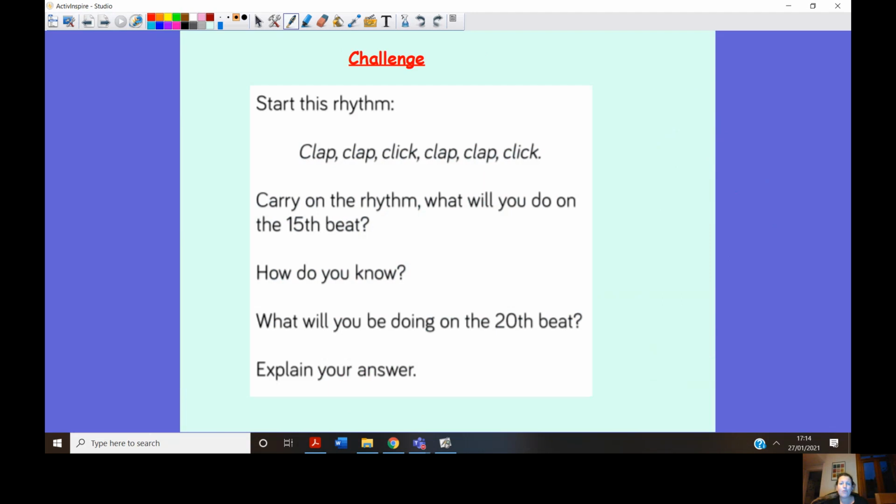If you would like some more of a challenge, I've got one for you. Start this rhythm. Clap, clap, click, clap, clap, click. I want you then to carry on the rhythm. What will you do on the 15th beat? How do you know? What will you be doing on the 20th beat? Explain your answer. So, upload your work from Seesaw for this lesson. You could even, if you want, upload a video of you doing this challenge, that'd be fine.